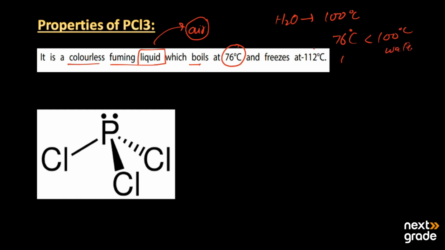It freezes at minus 112 degrees Celsius, which is also less than water, because water starts to freeze at 0 degrees Celsius. So both are properties of phosphorus trichloride. Here we have its structure, in which the phosphorus, as it contains 5 electrons, has 3 chlorines attached to it. It shares 3 electron pairs, while the other 2 electrons remain as a lone pair over it. So these are some physical properties of phosphorus trichloride.